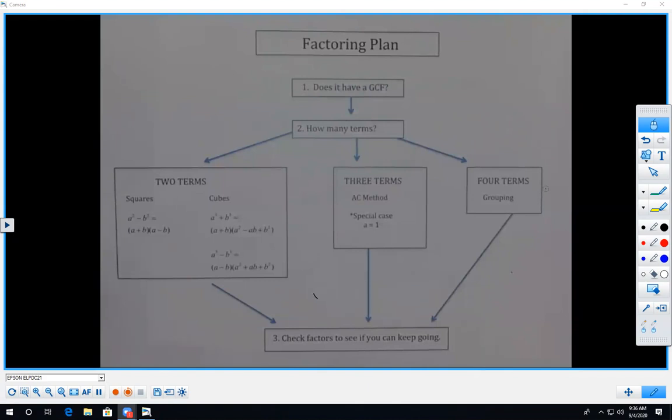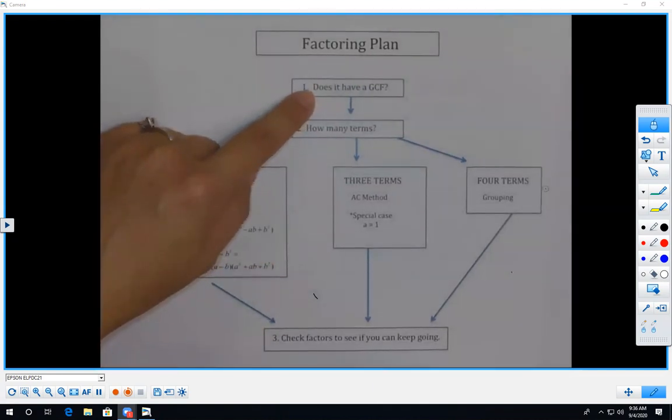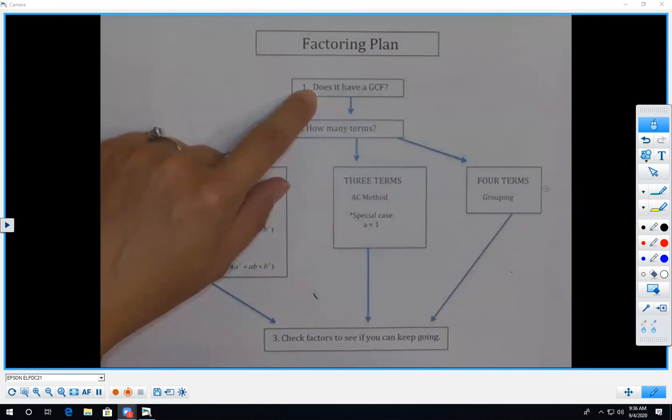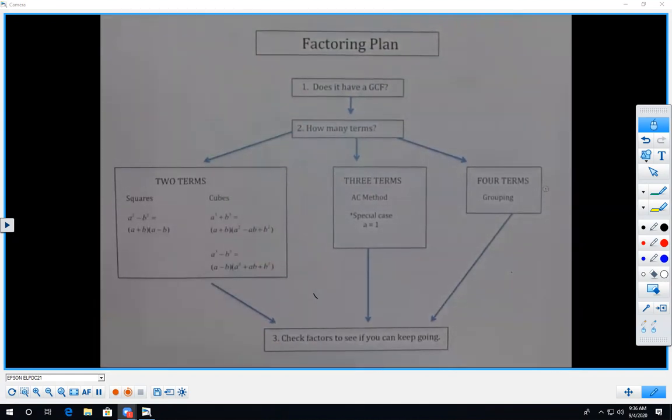So our first question for every factoring problem is, does it have a greatest common factor? If it does, you factor it out. I would say about 20% of the problems have a greatest common factor. Sometimes that's all it has, and you're done at that point. Most of the time, you can keep on going.